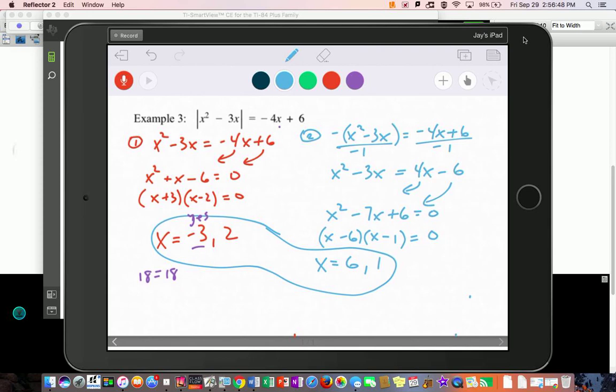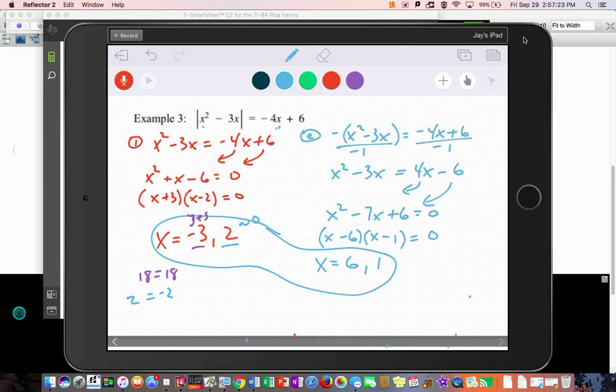If I try the 2, 2 squared is 4, and 3 times 2 is 6. So when I say 4 minus 6, I get -2 inside the absolute value. So that will end up being just +2. And then this one, I do the 2 here, and I get -8 plus 6, I get -2. Well, 2 does not equal -2, so this is a no.